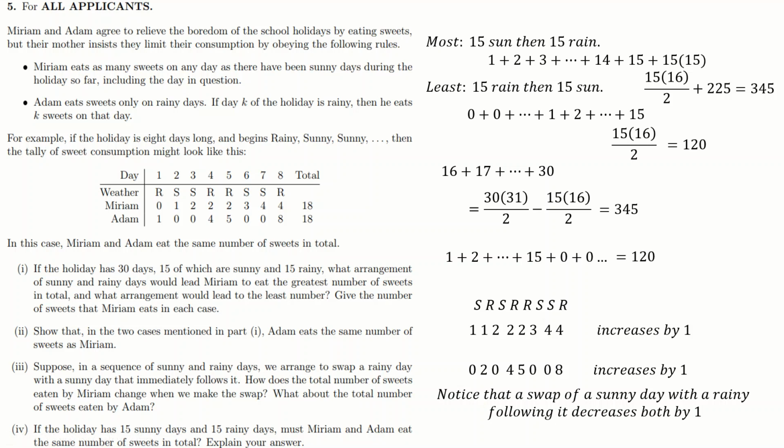So they must always eat the same number of sweets for 15 sunny and 15 rainy days, because we have a base case that's the same, and any change does the same thing to both of them. So they must always have the same. And that's the whole thing.